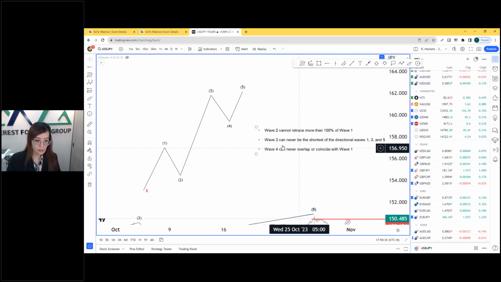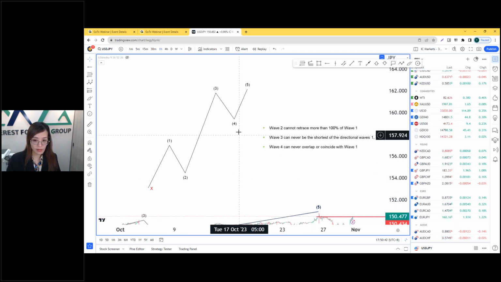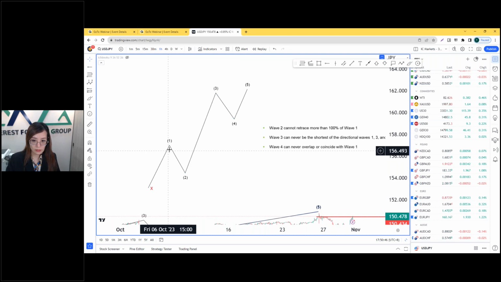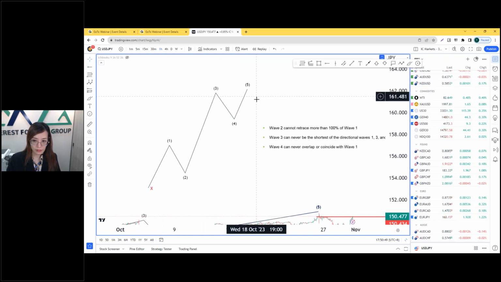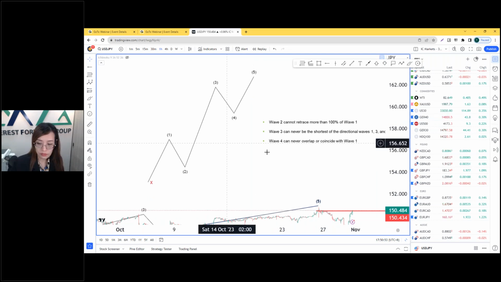Yes, Jamaru says yes, correct. This is still considered Elliott wave because wave 3 is never the shortest of waves 1, 3 and 5. So this is considered Elliott wave. This rule you need to remember. Let me move to the next one.